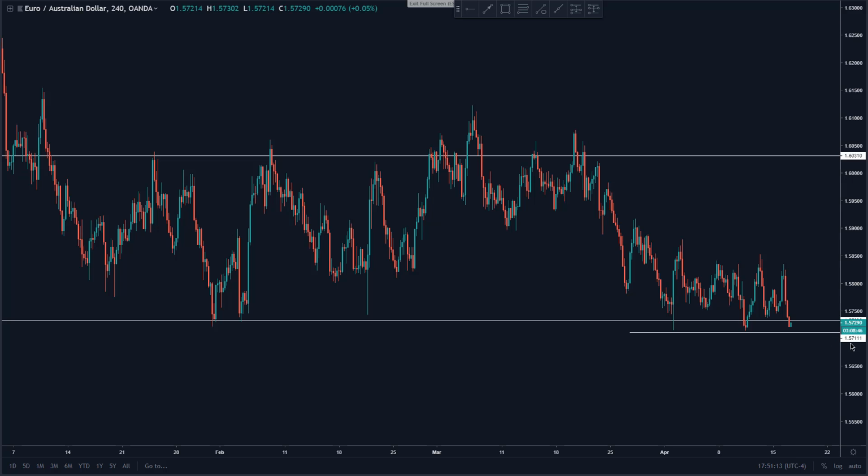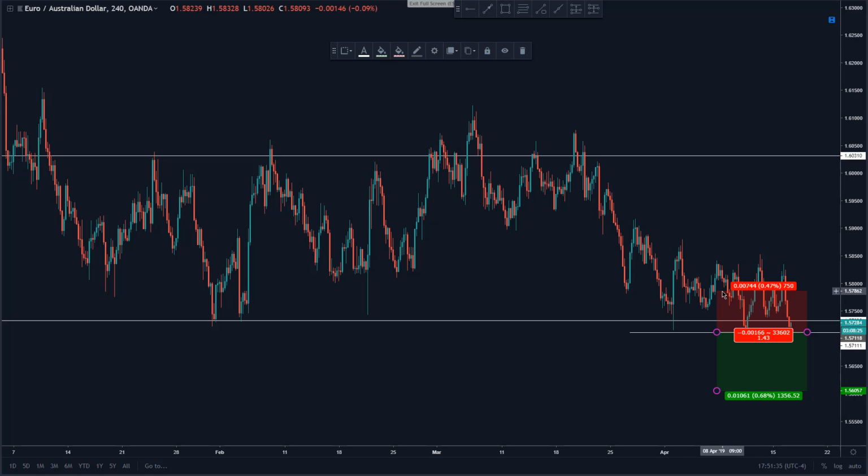If it breaks 157.11, we could see stops get triggered and a nice move to the downside. If you miss it, you could always play the retest if you want to be a little more conservative: wait for the confirmation of the break, get the confirmation, then play the retest. You can do that as well. Let's take a look at the risk reward here.